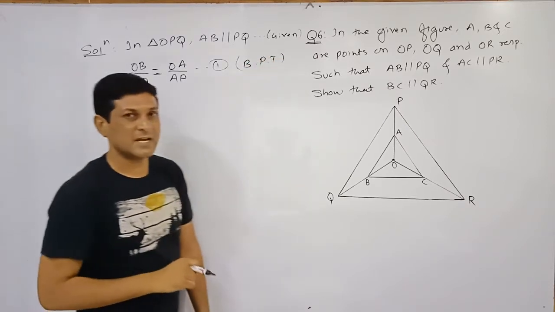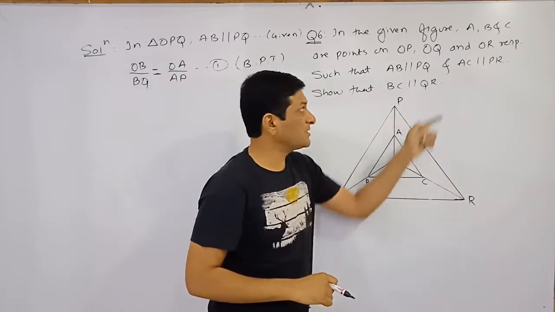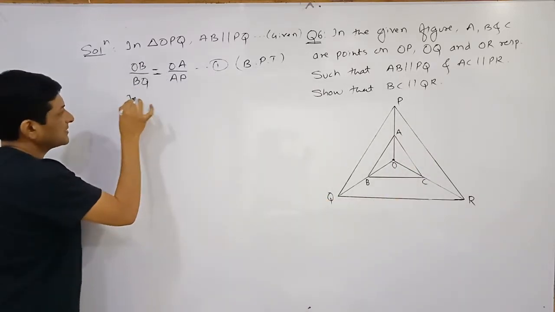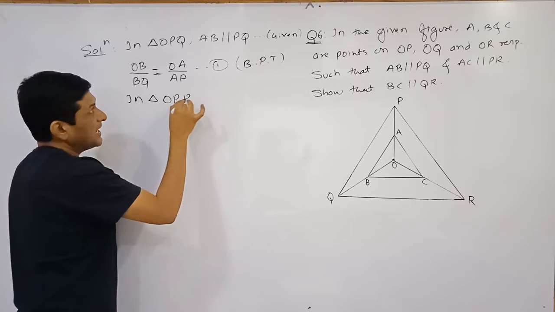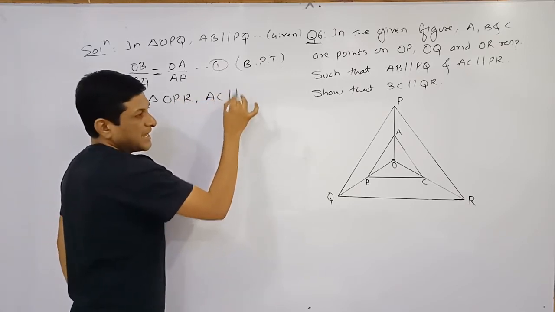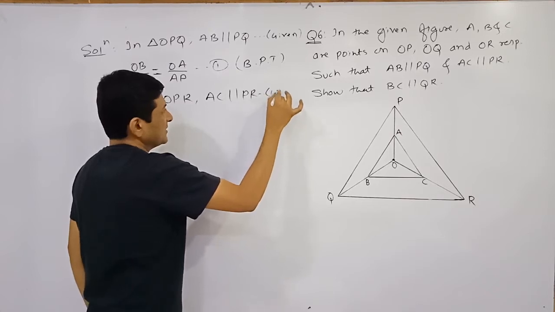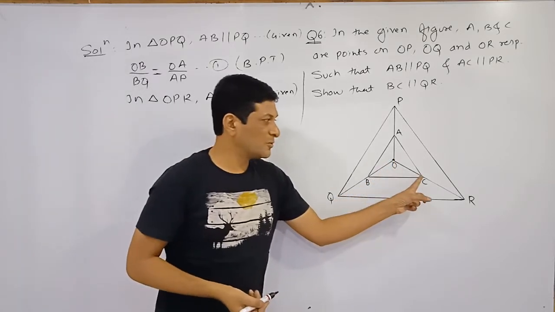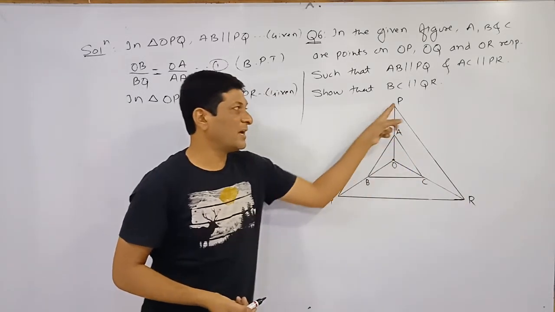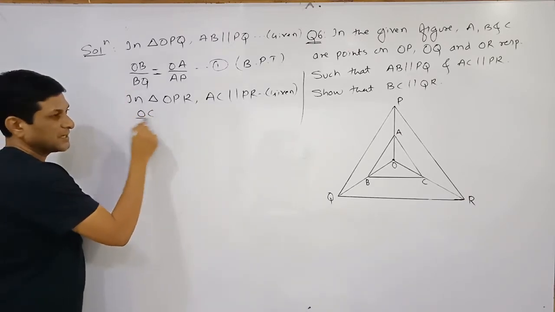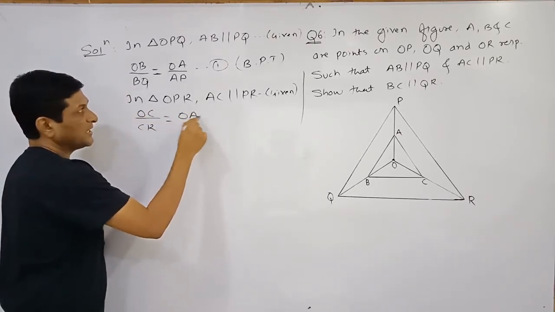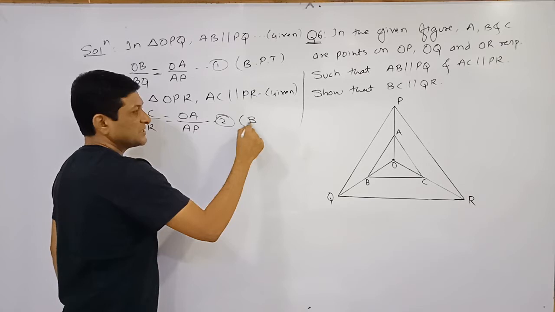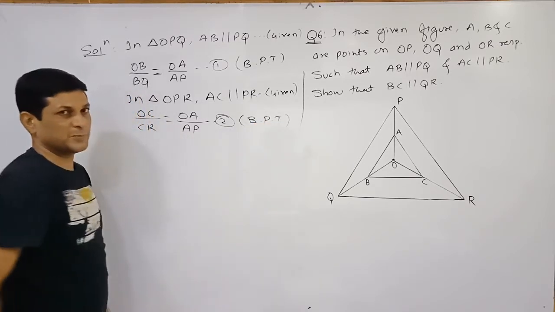Now we are considering the second triangle, triangle OPR. In triangle OPR, AC is parallel to PR is given to us. So this is the given condition. Again, according to BPT, which ratios are equal? OC upon CR will be equal to OA upon AP. Denote it by equation number 2. This result also we have got by applying the same theorem, the basic proportionality theorem.